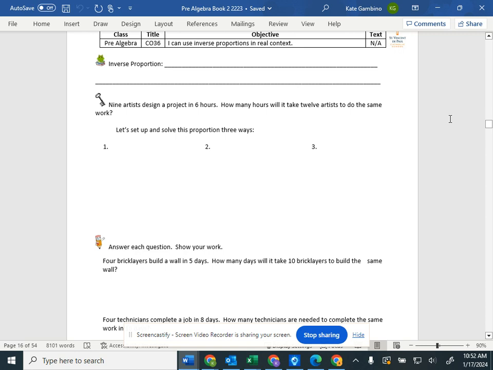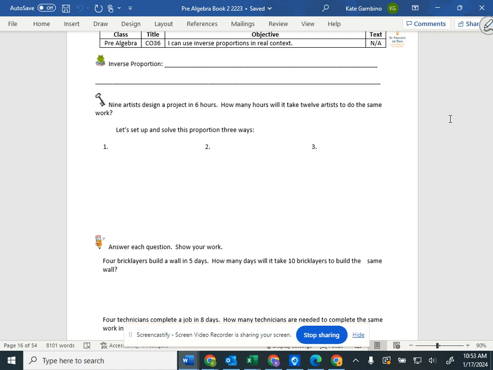Good morning. Today we are continuing with those different proportions in real context. Today we are doing CO36. I can use inverse proportions in real context. Remember back a couple of objectives ago, I said the first two will look familiar, but this third one is new. So I really need us paying attention, writing down what I write on the board and not working ahead. So we know what we're doing, we're understanding it, and we're getting it correct.